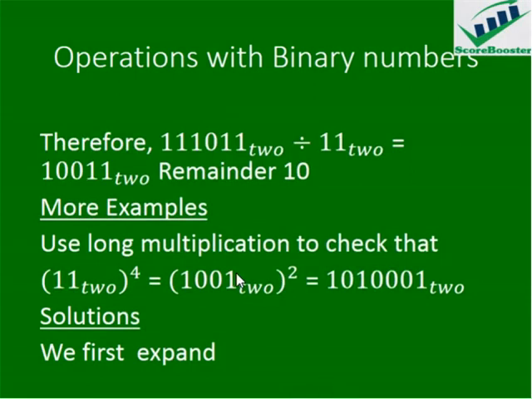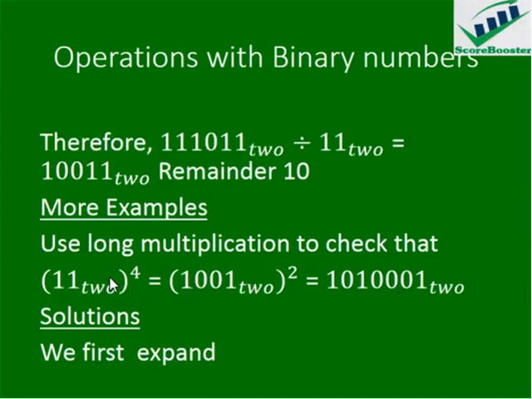So now just look at one more example, which is like checking if you really understand the multiplication of binary numbers. Here we are to check whether 11 base 2 raised to power 4 is the same thing as 1001 base 2 raised to power 2, which is the same thing as 101 base 2. The first thing to do is we expand this, we keep the answer, we expand this, we keep the answer, and we check if the result we get here is the same as the result we get here, which is the same as this binary number.